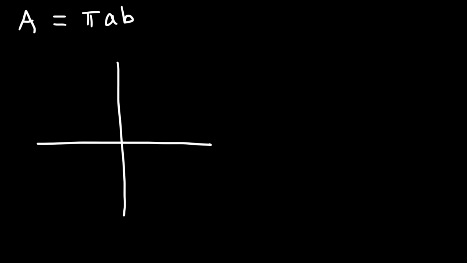In this video, we're going to talk about how to calculate the area of an ellipse. Here's the formula that you need. The area is equal to pi times AB. So let's consider an example.